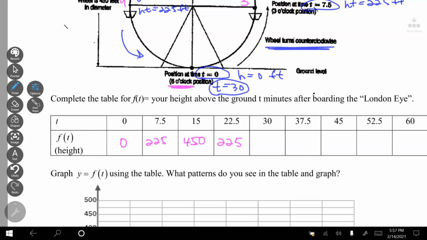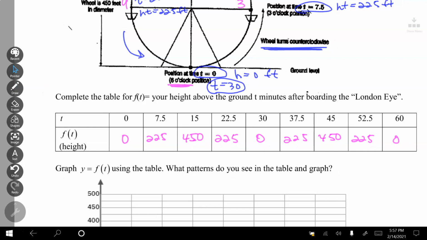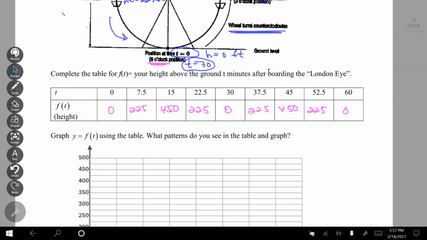At 22.5 minutes, we're at the 9 o'clock position. We're midline again. And at 30 minutes, we're back at 0. And we repeat our process: 225, 450, 225, and 0. So this data here is the height of the Ferris wheel after t minutes of riding the Ferris wheel.